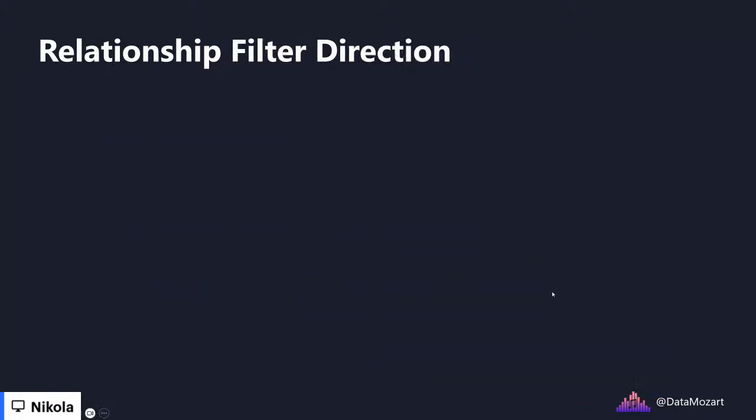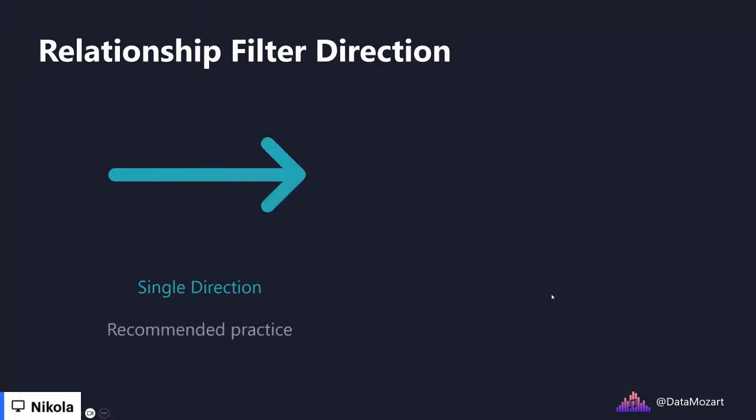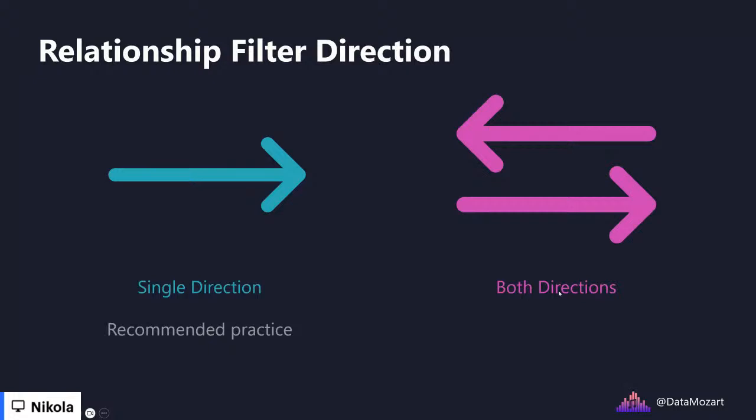Another important concept is the filter direction. There are two possible options: single direction, which is a recommended practice, and both directions, or bidirectional filter. This option has its use cases. I wouldn't say never ever use it, but it should be implemented with special care, because it can produce inaccurate results and it can also affect performance, depending on other things that you have in your model. It can affect both performance and data accuracy. So just be careful when you are implementing bidirectional filters.